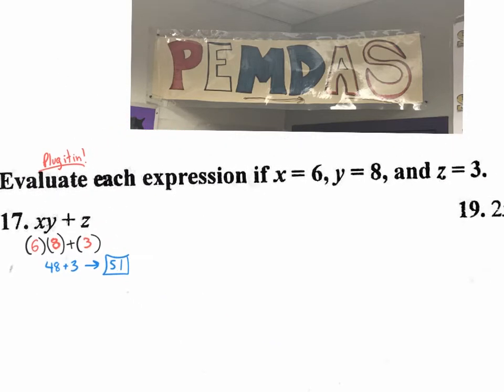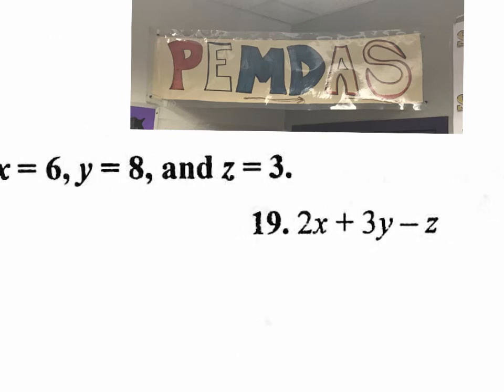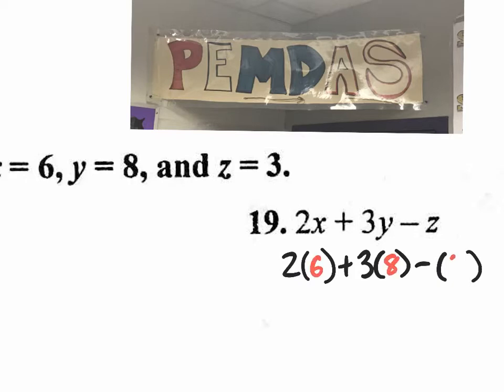Let's jump to 19. So again, x is 6, y is 8, and z is 3. So the best thing to do is to plug in with parentheses. Instead of 2 times x, let's write 2 times parentheses. Instead of 3 times y, 3 times parentheses. Instead of minus z, minus parentheses. Then you could safely plug in your value. Your x is 6, your y is 8, and your z is 3.